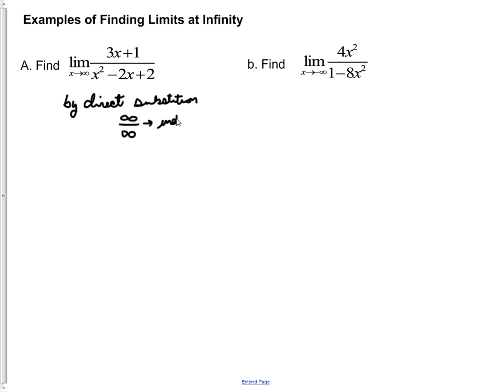Well, this is what we call an indeterminate form. It's just like 0 over 0. It's meaningless from the perspective of finding a specific value. And yet we know that this function will have a behavior. It will approach something, but the question is what?